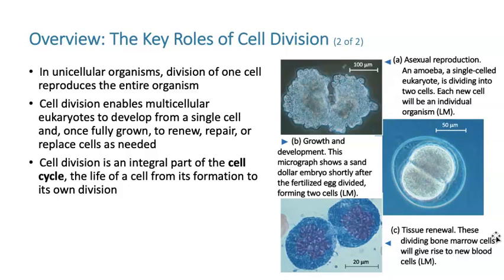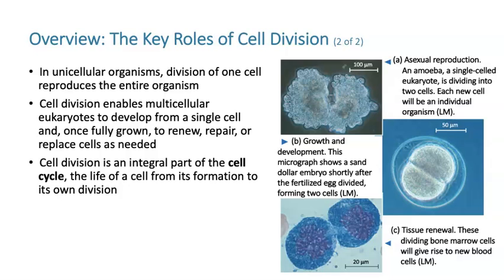The third thing that asexual or basic cell division that we're going to talk about today is tissue renewal. And this happens when, let's say, you need more blood cells. Well, your blood cells are made in your bone marrow, and those new red blood cells are being replenished, replacing old used up ones. So tissue renewal is a big deal here.